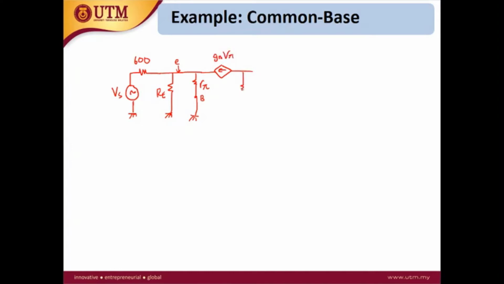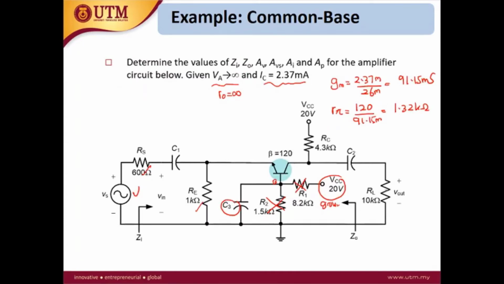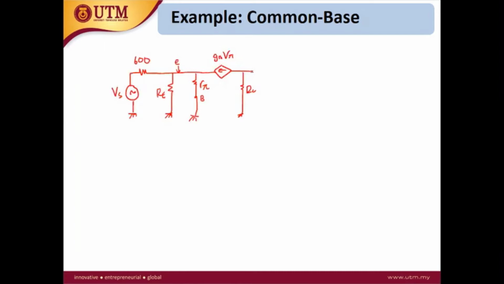At the collector we have the RC, and then at the output port we have the RL. This is the collector port. Next you can also draw the current direction, because this might be useful for the next analysis. The base current is towards upward. So the v pi polarity will become like this, and the emitter current is towards the right-hand side. So this is IE.